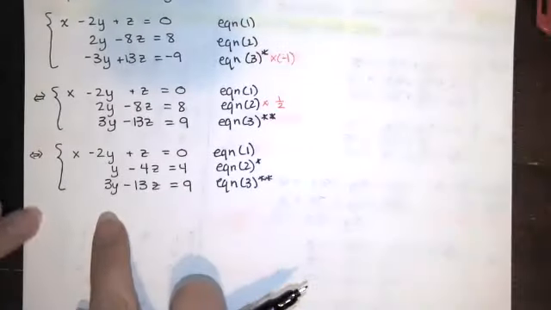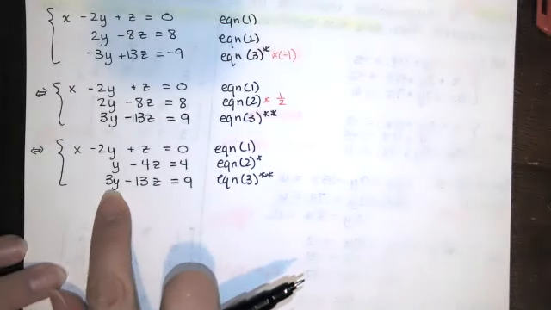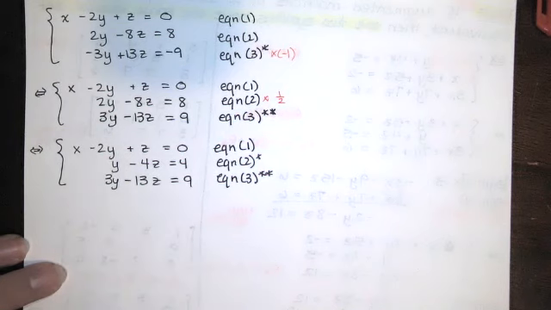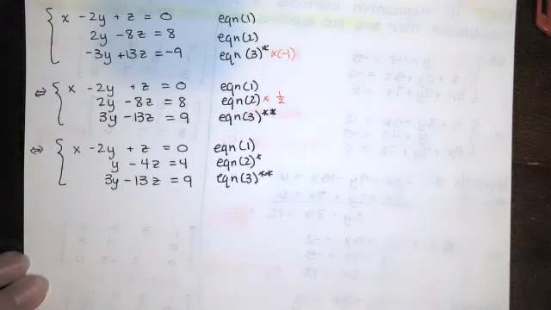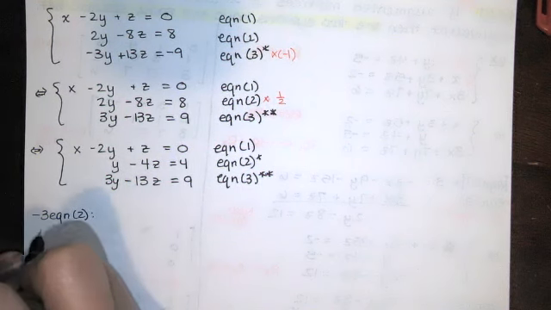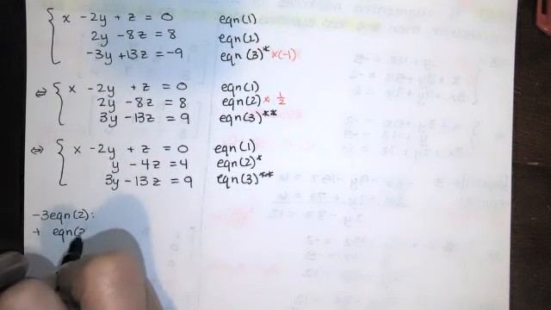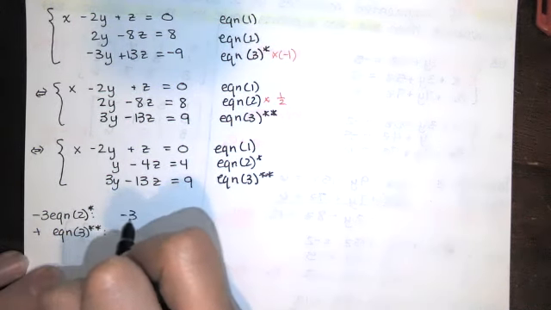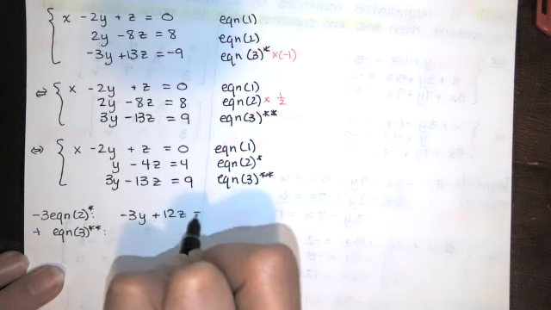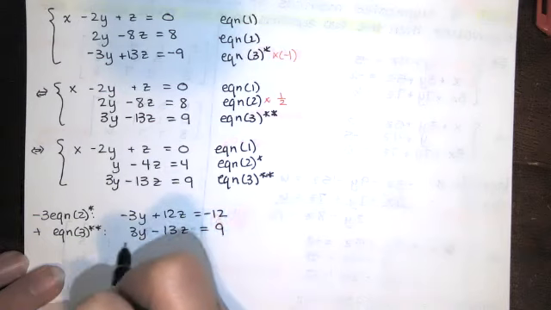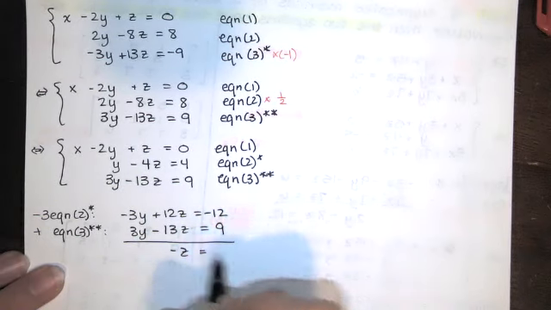And in order to get rid of this 3y right here, I could multiply this one by a negative 3, so that I have negative 3y plus 3y is 0y, and those would reduce. So we'll have negative 3 times the second equation plus the third equation. Of course, we're using the modified versions. It's going to give us negative 3y plus 12z equals negative 12, plus 3y minus 13z equals 9. And then we end up with negative z equals negative 3.